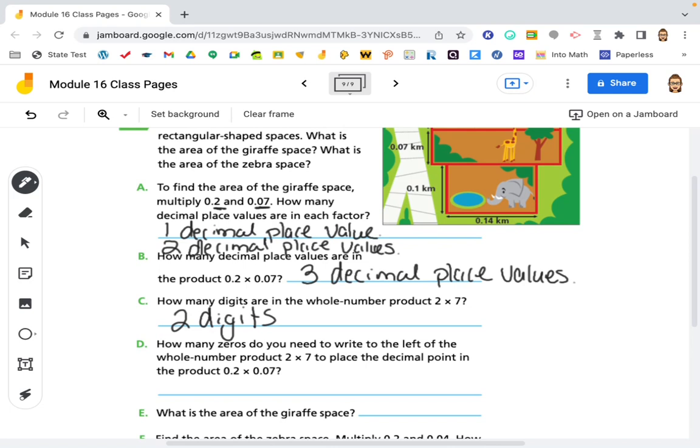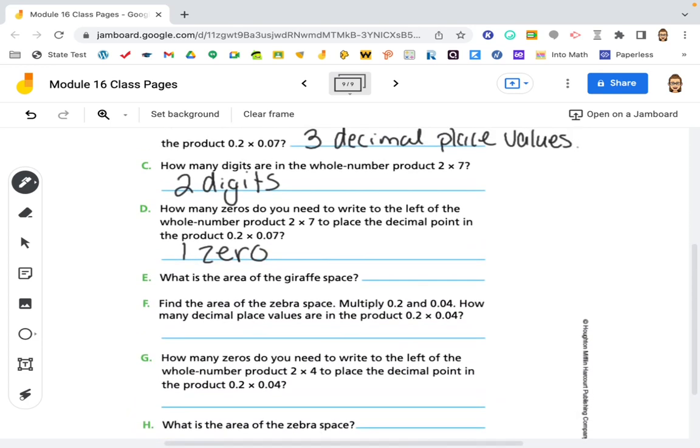And how many zeros do you think you need to write to the left of the whole number product to place the decimal point? Well, if we already have 2 digits, we need 1 more digit, so that's going to be 1 zero. So what is the area of the giraffe space? Well, we already said 2 times 7 was 14, and we had 1 zero to the left of it. And then place my decimal point. I'm going to add my whole number 0 as well, and then label it. So 0.014 square kilometer.